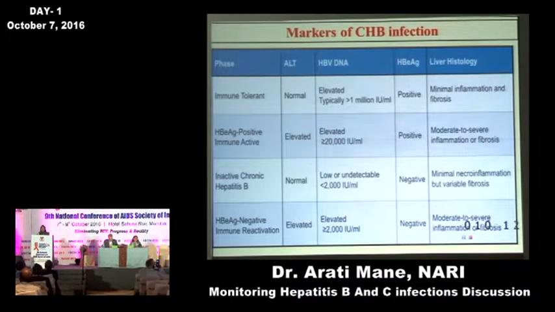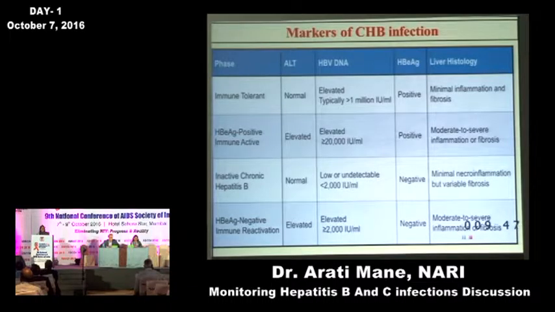The second is the immune active or the immune clearance phase, wherein the viral load is very high. The liver enzymes are also elevated. Following this, there is an inactive phase or a phase of seroconversion, wherein the E antigen goes off and a corresponding antibody develops, and the viral load is also undetectable.